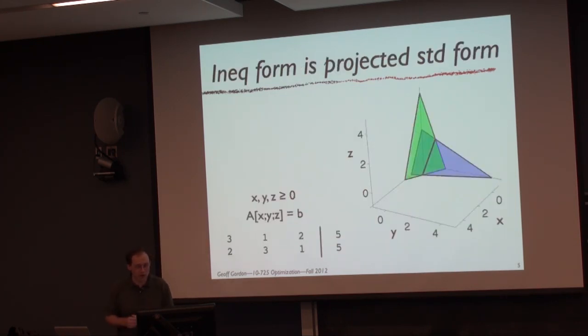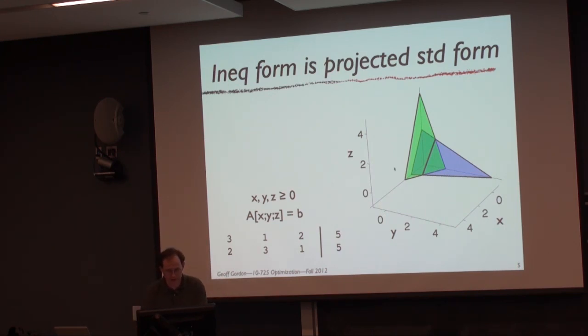So there was a question yesterday about the relationship between standard form and inequality form. And we determined in class that basically inequality form is a projection of standard form. And I wanted to get a nice MATLAB drawn picture instead of the hand waving that I was doing yesterday, because I think it's kind of a cool intuition.